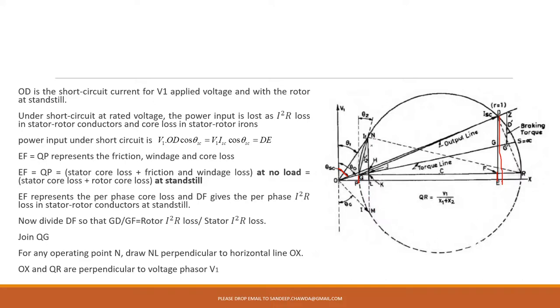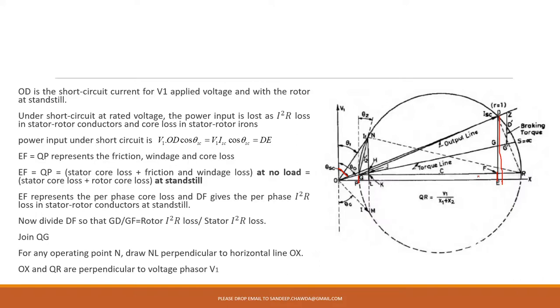So basically, when you are drawing this NL, which will be perpendicular to OX, it will also be perpendicular to this one, QR. Both are parallel. Are you getting what we are trying to understand? What we have done is consider an operating point N. From N we have drawn a perpendicular to OX. So this line, drawn perpendicular to the OX axis, and the axis QR, which is parallel to OX, will also be perpendicular to that. Just trying to give you that understanding.